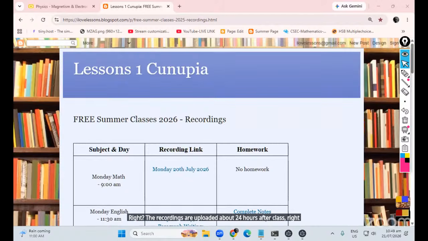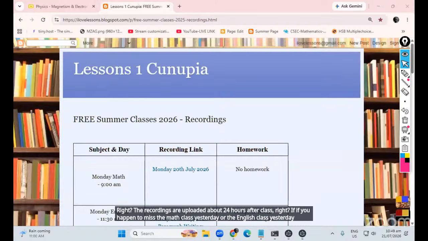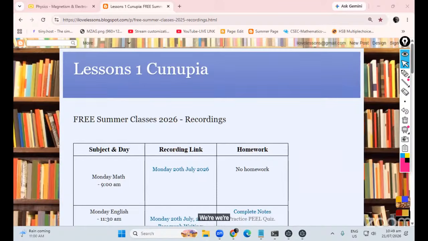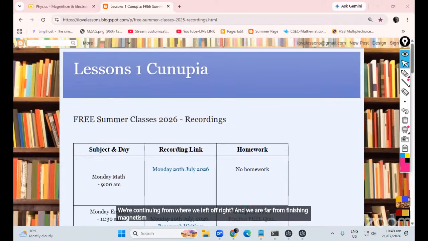If you happen to miss the maths class yesterday or the English class yesterday, guys, make sure and review the recordings, because you don't want to come to class next week lost. We're continuing from where we left off, right? And we're far from finishing magnetism and electromagnetism. We're going to be spending the whole summer doing this topic. It's a real long topic, right? We have a lot of calculations and whatnot we need to get to do later on.